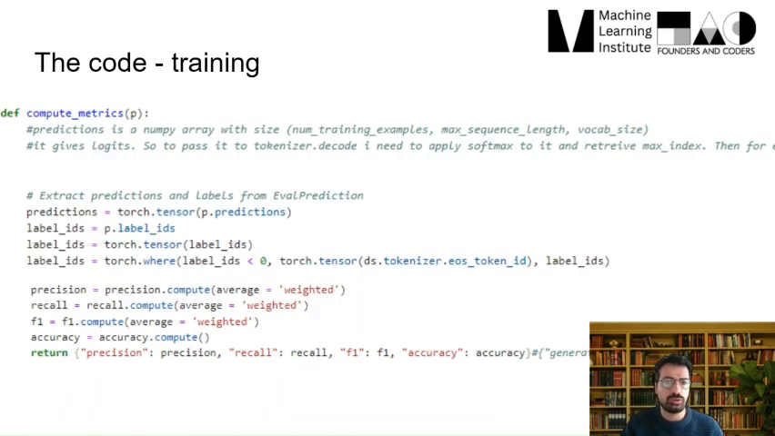Cool. In terms of training, one of the changes I wanted to make is the metrics. I wanted to monitor what's happening to precision, recall, F1, and accuracy. I'll show you the other code, but there I added the ROUGE metric and the BLEU metric, which I think are quite valuable to evaluate large language models.